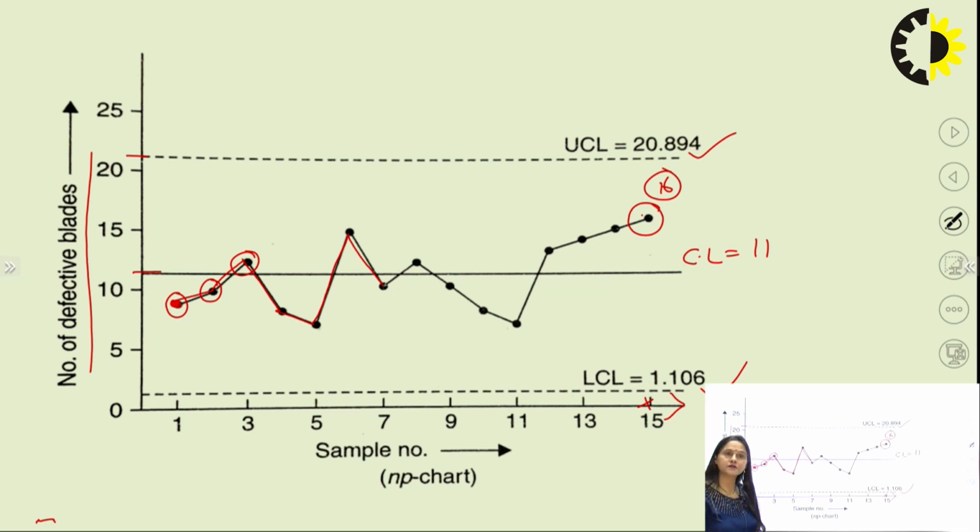What does it indicate? I told you already that whenever any number of defective items goes beyond the upper control limit or lower control limit, then the process is not under control. But if all the defective items come within the control limits, then the process is under control. So hence, what can we see in this question? In this question we can say that the process is under control. So this was all about the NP chart.